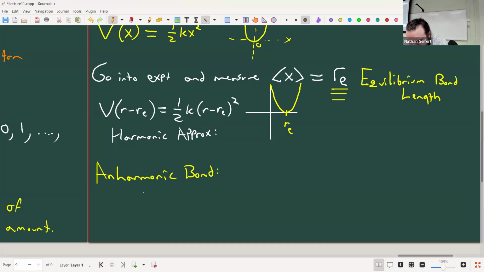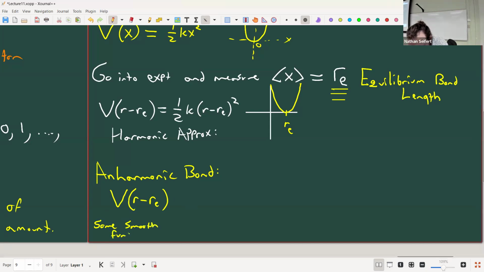So what we can do is think about the potential as some sort of polynomial. We've already used 1/2 kx squared. What if we start adding terms on top of that, an x cubed, x to the fourth? So think of V of x, or r minus re, as some smooth function, and we can write it as an expansion in a polynomial.